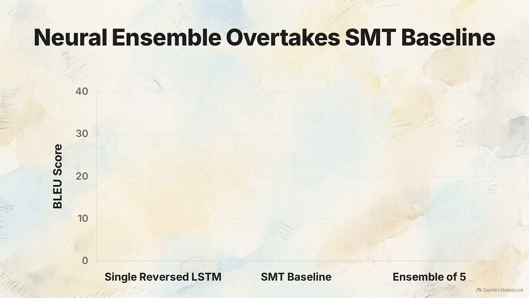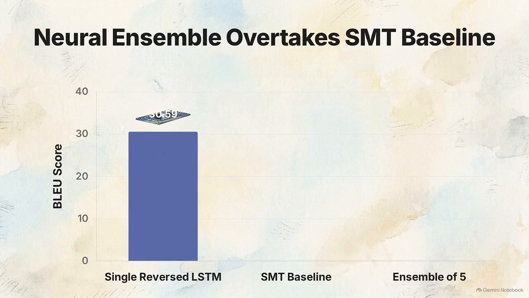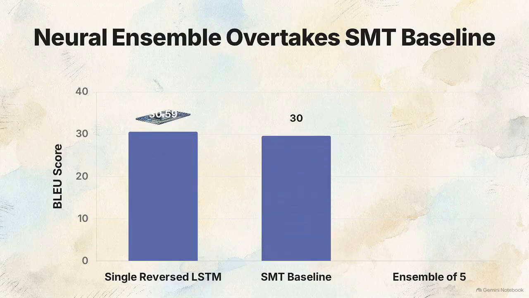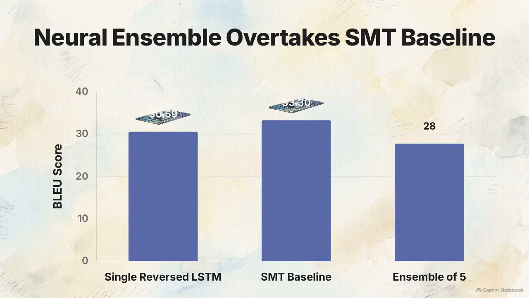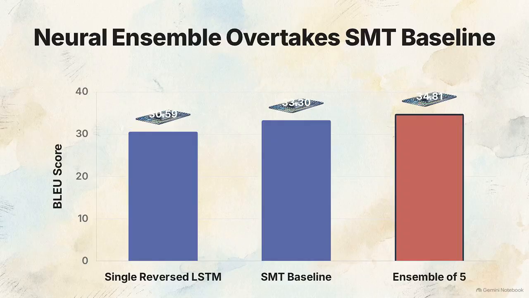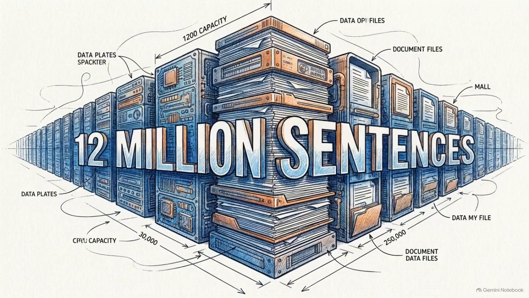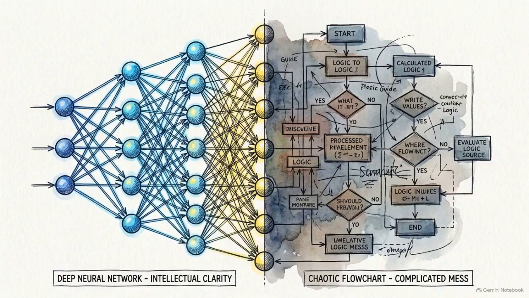On the WMT'14 English-to-French benchmark, a single reversed LSTM reached 30.59 BLEU. When combined into an ensemble of 5, the score rose to 34.81, surpassing the phrase-based baseline of 33.30. This was a milestone in machine translation. It was the first time an end-to-end neural network outperformed a heavily engineered statistical system on a large-scale task.